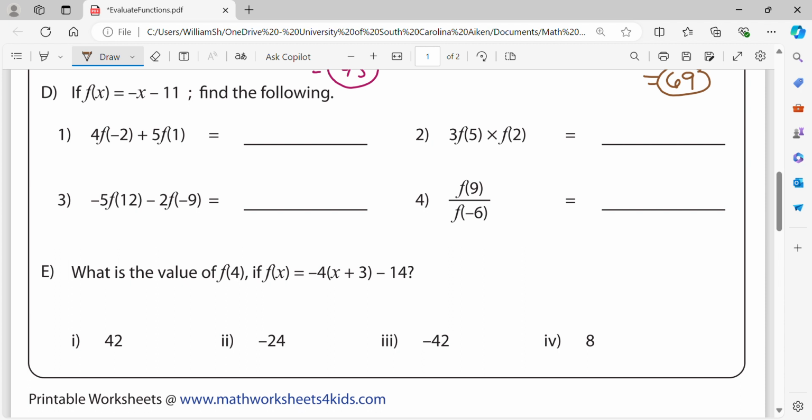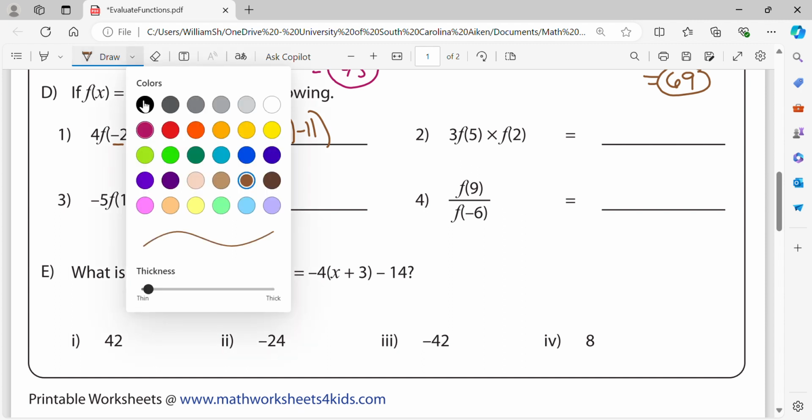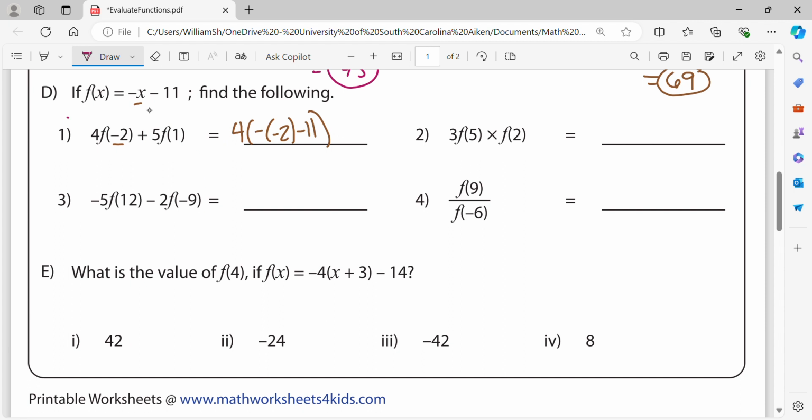The 4 times f of negative 2 plus 5 times f of 1 is essentially a function that is using the initial function f of x equals negative x minus 11. Let's see how this works. I hope I have enough space here. All we're going to do is start with the function they give us at number 1, 4 times, and I'm going to use parentheses to indicate times. Here, it wants me to plug negative 2 in for x in this function. So negative 2 minus 11. But we're not done yet. I'm even going to change colors here. We have to also do this next part of the function.